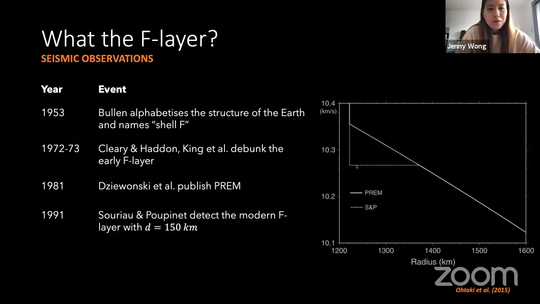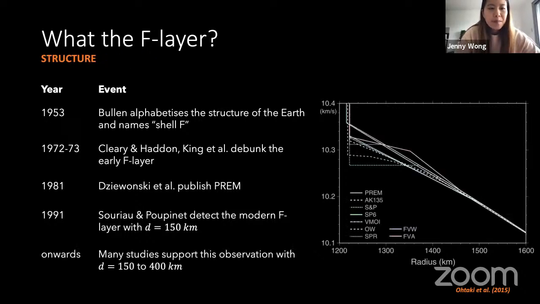And this departure from this adiabatic assumption given by PREM means that this layer can't be explained by adiabatic compression alone. And following this study, there have been many other seismic observations that point to a slowdown in the P wave velocity in this region. And many layer thicknesses are expected to be between 150 to 400 kilometers. So what does this really tell us about the density structure in this F layer?